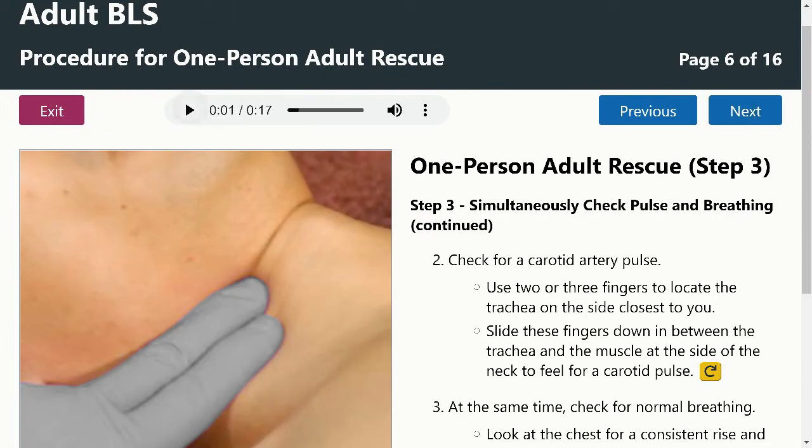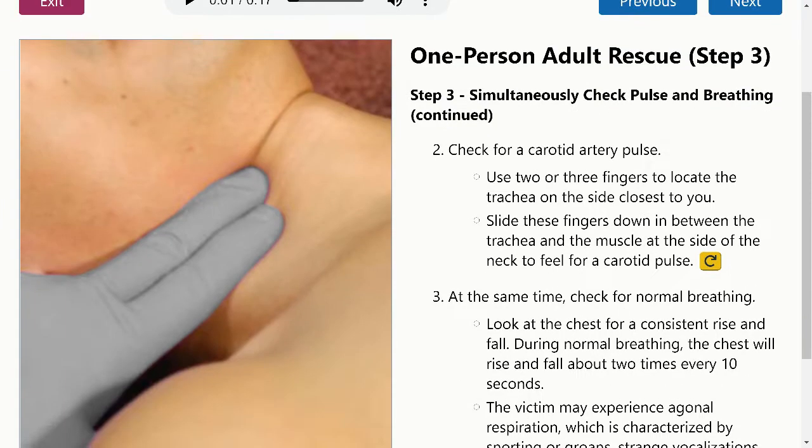Step 2: Check for a pulse. You're going to check for the carotid artery pulse. You can use 2 or 3 fingers to locate the trachea on the side closest to you. Whatever side you're on, that's the side you should check. Slide these fingers down in between the trachea and the muscle at the side of the neck to feel for a carotid pulse.